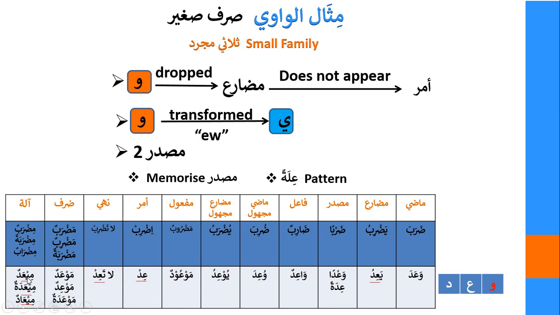Also, if you notice over here, because of the root letter wow, it should have been mi'ad, but it is mi'adatun, mi'adun. But wu is replaced by ya, and that happens in ism ala also of this Thulathi Mujarrad family. Also, by the way, about the masdar, like we said, we have two. Wa'dan is the one that you memorize, and 'idatan is the ilatan pattern. So you have two masdars in this kind of irregularity.